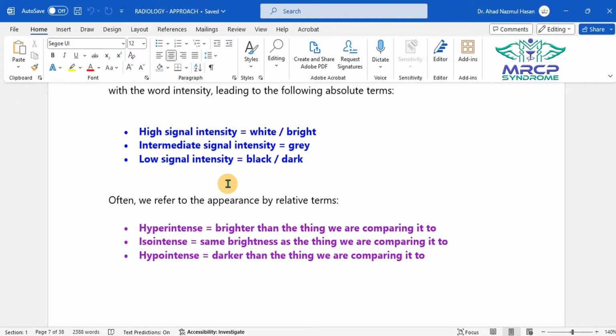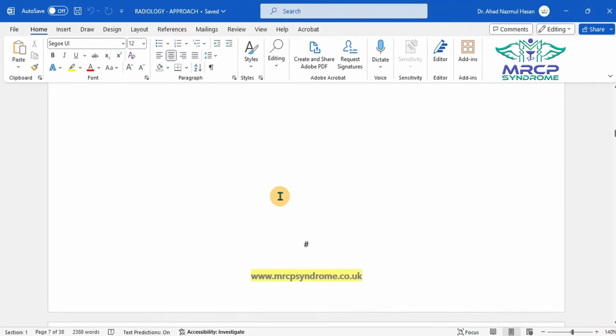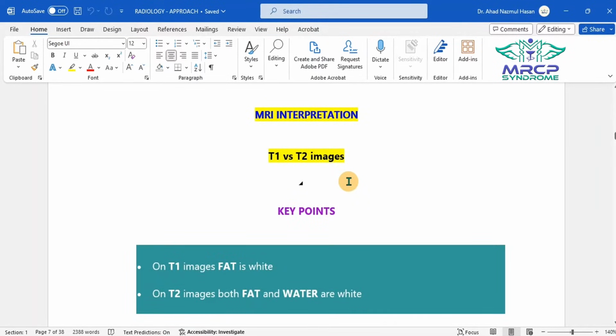filled spaces. And we have already discussed the signal intensity. So signal intensity in normal terms refers to brightness or darkness of an area on an MRI image. So let's go for the MRI interpretation.